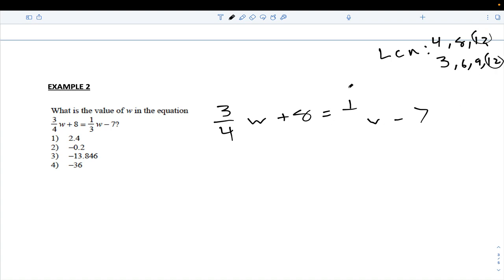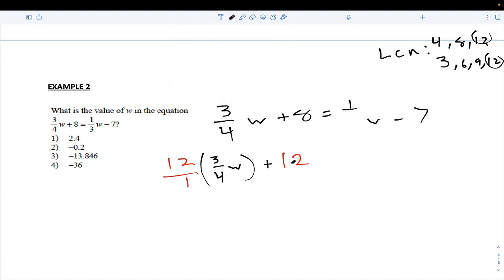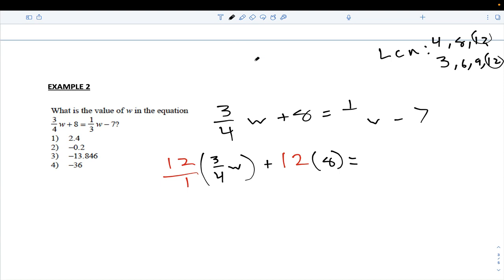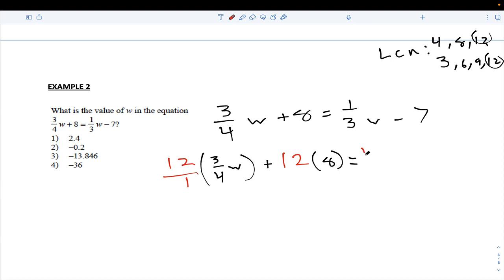With that number, you're going to use it like Google Translate. I'm going to multiply every single number by 12 over 1. 12 over 1 times 3/4 W. Plus, do I have to multiply 8 by 12 over 1? Let's just do 12. Why do I multiply by 12, Daniel? And why didn't I use 12 over 1 when I multiplied by the 8? Then we're going to take 1/3 and multiply it by 12 over 1.